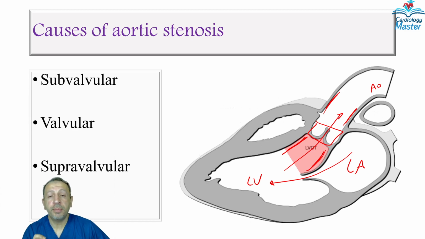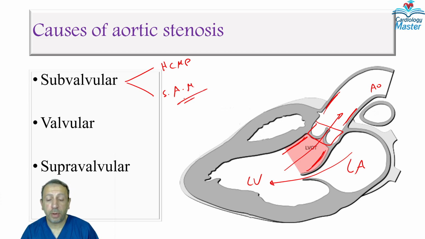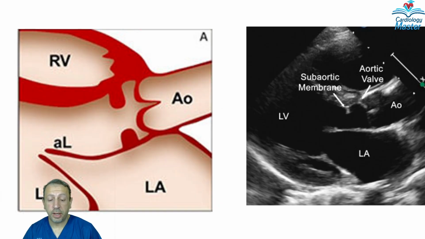And there are two major entities that happen in this left ventricle outflow tract at the subvalvular area that cause an obstruction of flow towards the aortic valve into the aorta. Those two entities are hypertrophic cardiomyopathy and the subaortic membrane. The hypertrophic cardiomyopathy will be discussed in a separate lecture, and now we will talk about the subaortic membrane as a cause of subvalvular stenosis.